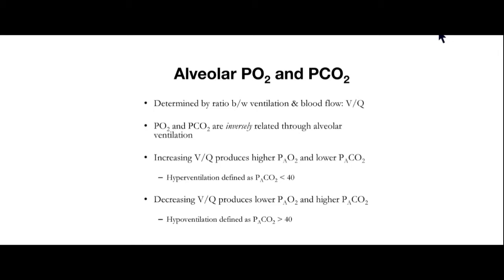Okay? The VQ ratio, right now we're talking about as a whole, but it can change based on the region of your lungs. So that's the part that we're going to talk about next. How does the VQ ratio change throughout your breathing cycle? How does it change throughout different regions of your lungs? And what happens if you have a problem in one part of your lung? How would your body compensate for that? So that's basically what we're going to spend the rest of the time discussing.